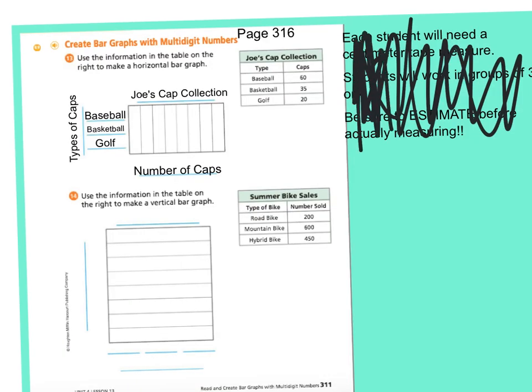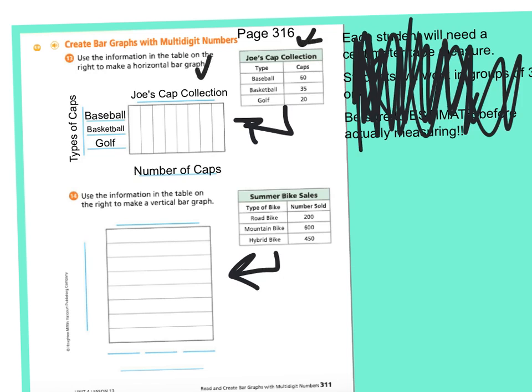Now we are also going to do 16. Now disregard, I crossed this stuff out, and I typed this in ahead of time because I knew my writing wouldn't fit in here. But what you guys are going to do is you're going to create a horizontal and a vertical bar graph. So you have to include the title, Joe's Cap Collection.